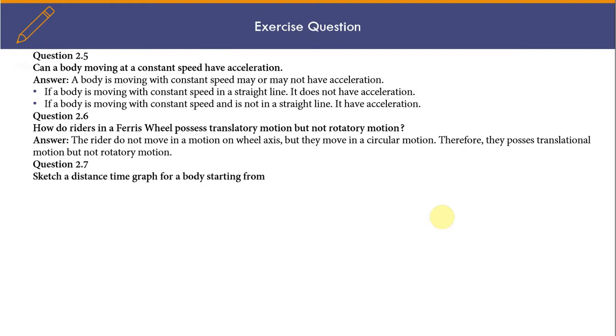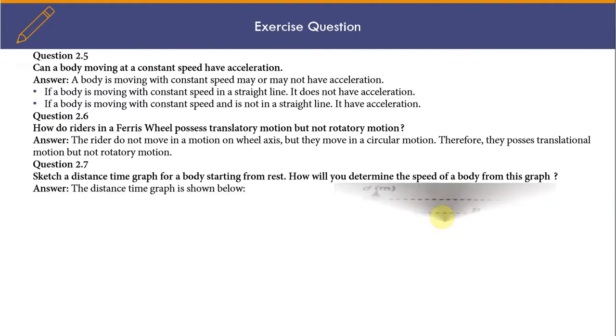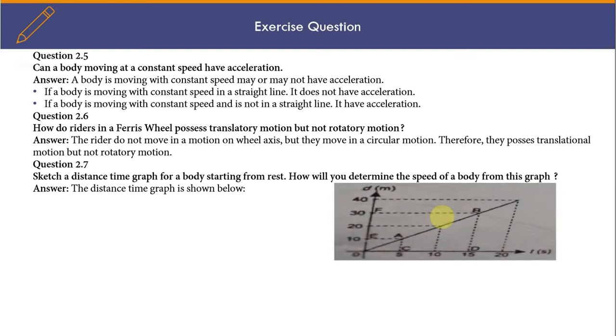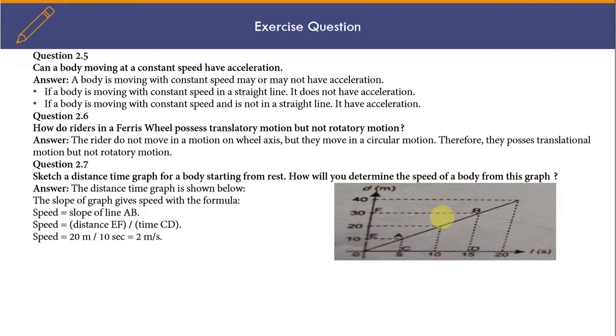Now question 2.7, sketch a distance time graph for a body starting from rest. How will you determine the speed of a body from this graph? The distance time graph is shown as, we take time on x-axis and distance on y-axis. The slope of a graph gives speed with formula. Speed is equal to slope of line AB. Speed is equal to distance from initial to final point, that is E to F, divided by time CD. Speed is 20 meter by 10 second, and in this case the speed is 2 meter per second.